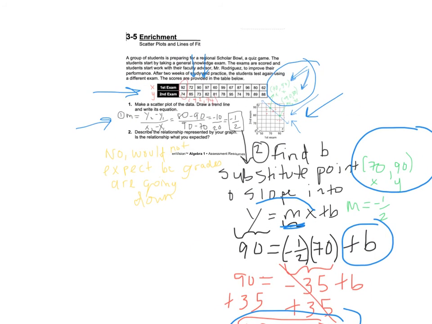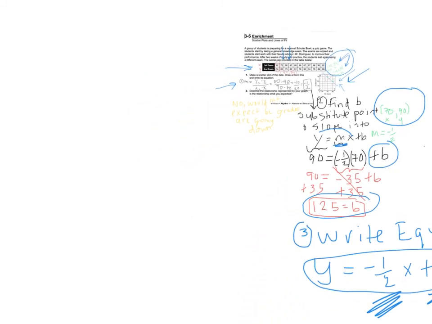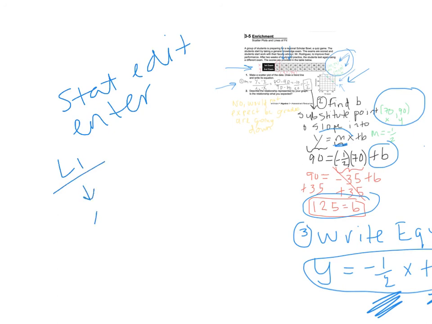And this relationship doesn't really make sense because as you study more and more, you would expect your exam grades to go up. Now remember, for your calculator, if you're doing this in your graphing calculator, you would hit stat, make sure it's on edit, you hit enter. Under your L1, you put in all your x values. Under L2, you put all your y values.